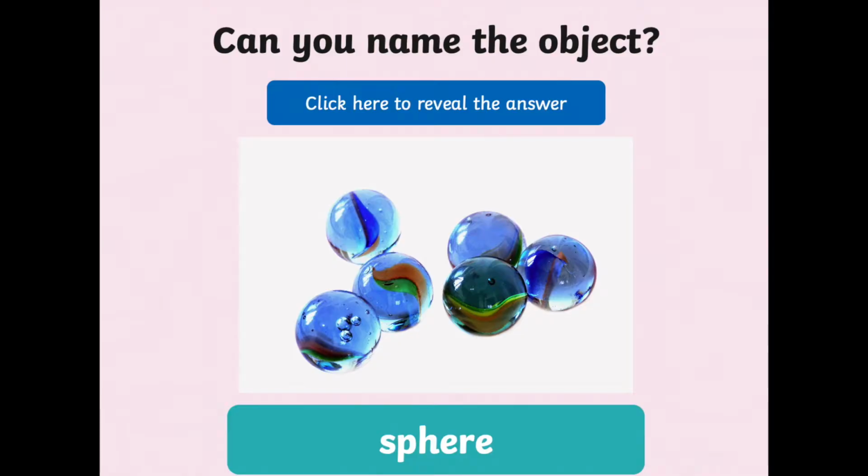Now if we look at this in the environment, we might say it's a ball. Or you might see if you've got any marbles, little balls. Or you might have an orange or something in your house. So have a look around the environment and see if you can find any spheres. Off you go.